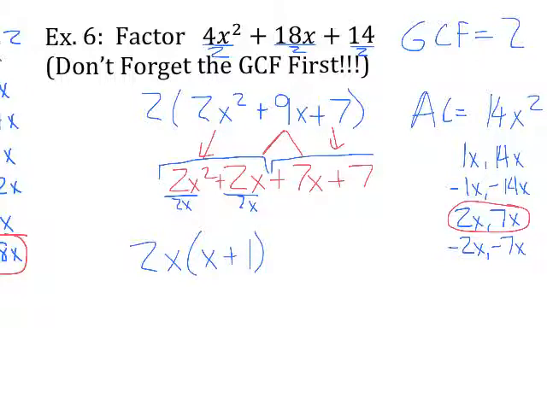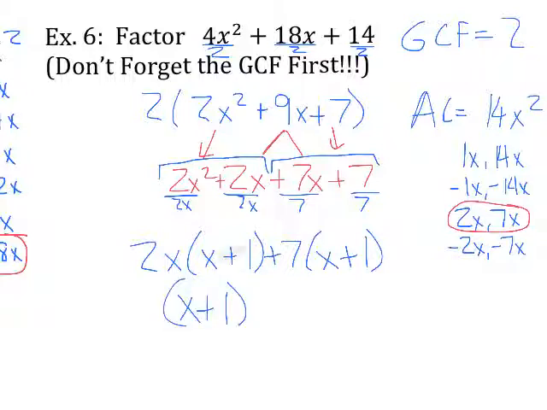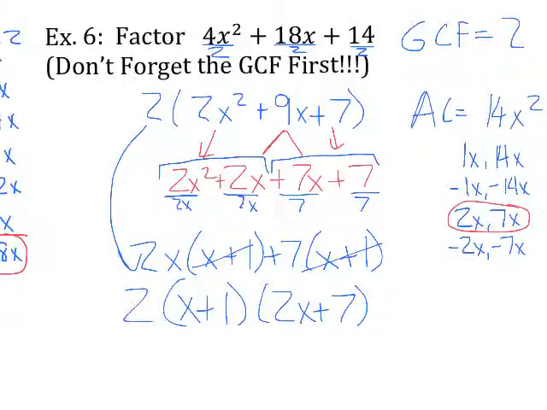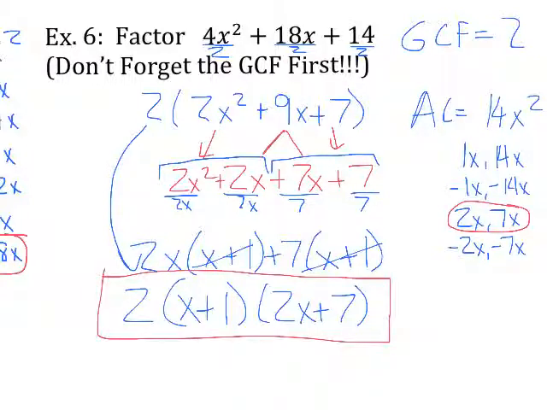Looks like out of my last two terms, I can bring out a 7, so plus 7. Divide each of those by 7. 7x divided by 7 is just x. 7 divided by 7 is plus 1. Make sure your parentheses are the same, and they are. So I bring my x plus 1 out, and once I take it out, I'm left with 2x plus 7. One little thing, make sure your GCF makes it down to the final answer. That GCF that you took out in the very beginning needs to be part of that final answer. So my final answer there is 2 times x plus 1 times 2x plus 7.